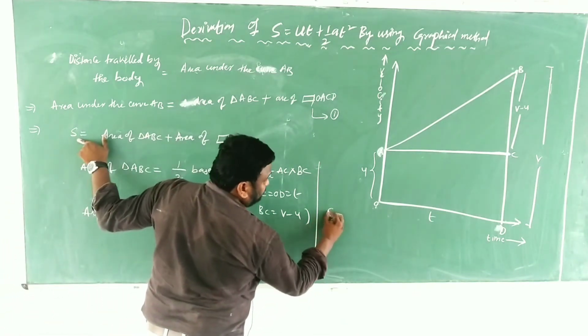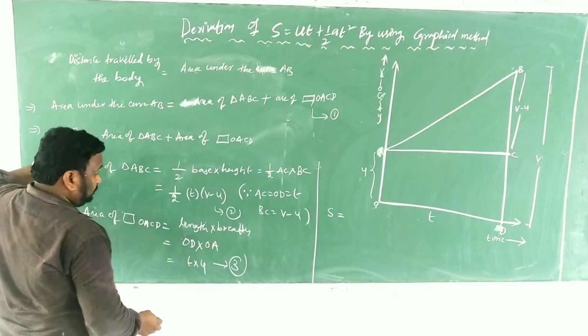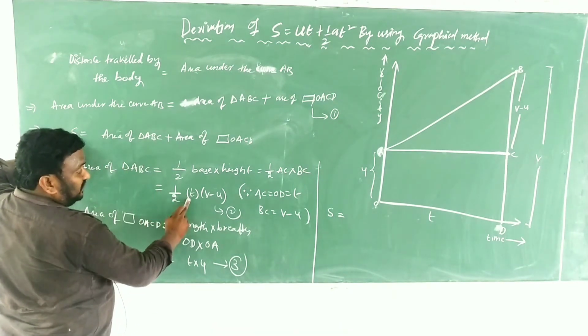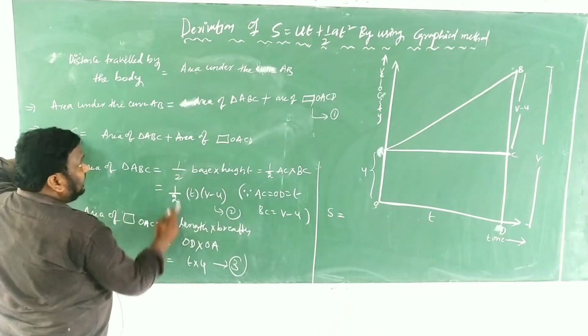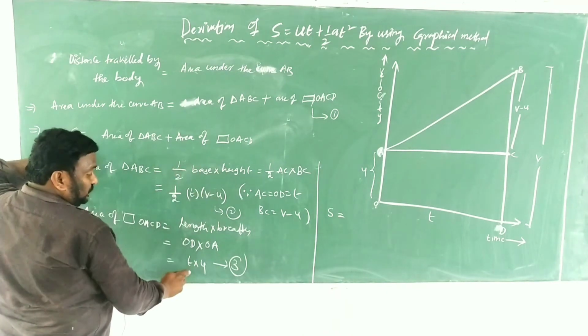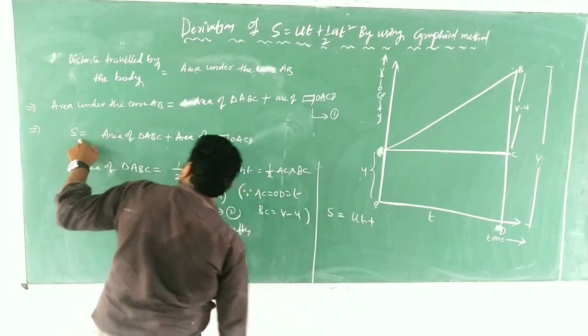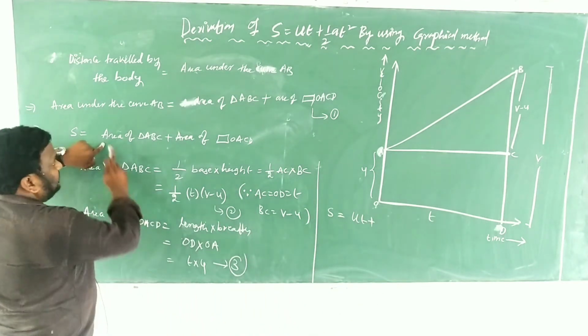S is equal to area of triangle plus area of rectangle. Area of triangle is half into T into V minus U. And area of rectangle is U into T. I am going to write first here U into T plus area of triangle.